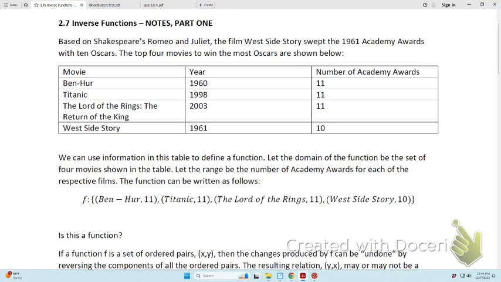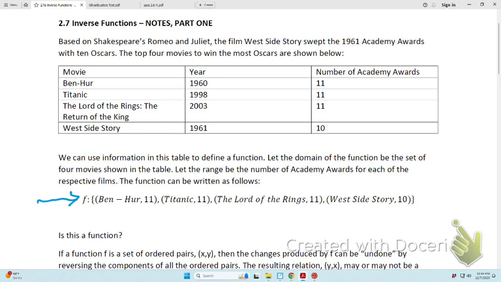In college algebra today, we introduced inverse functions. And I found this movie problem. We have a list of movies on the left, and the year it came out, and how many Academy Awards it won. And so right down here where you see F is the listing of its coordinates.